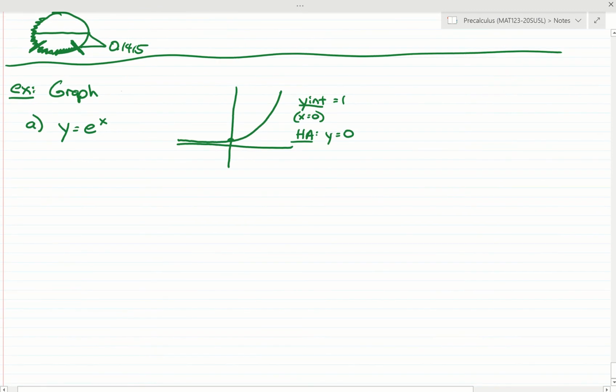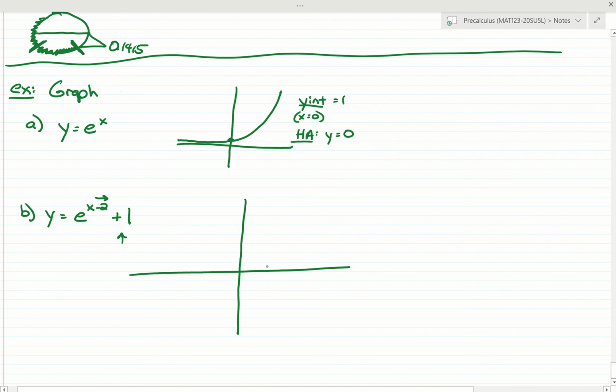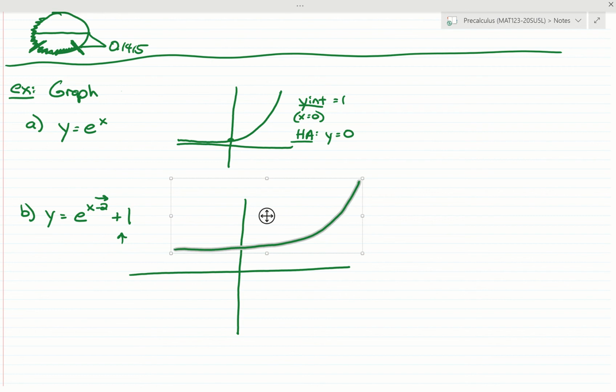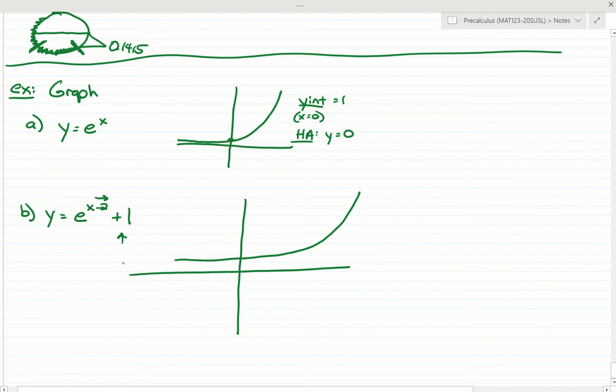One more example like this. What if we had y is equal to e to the x minus 2 power plus 1? Okay, well, it's going to be the same graph, just move to the right 2 and then up 1. So let's see what this looks like. This is a normal exponential function. We are going to move that to the right 2, and then we're going to move it up 1. Right there. So we did move it up 1, so our horizontal asymptote that was usually at 0 is now going to be at 1.